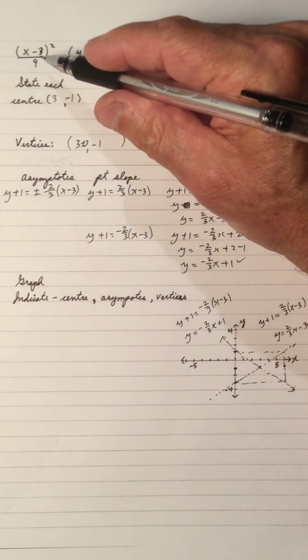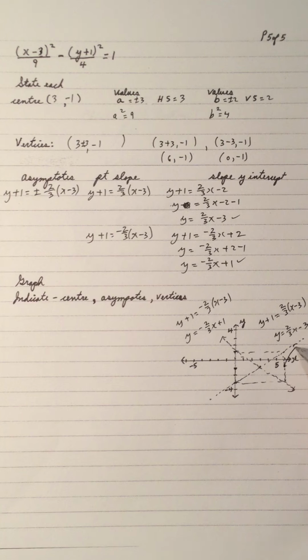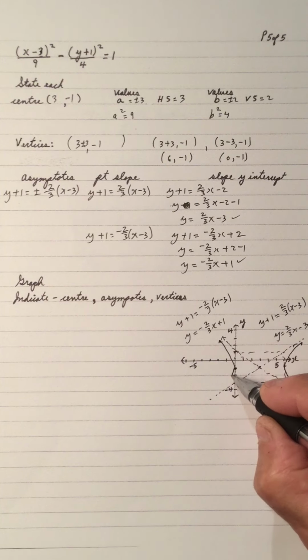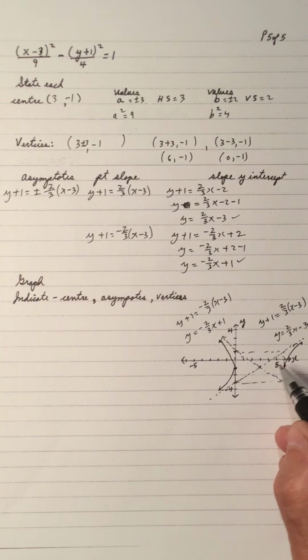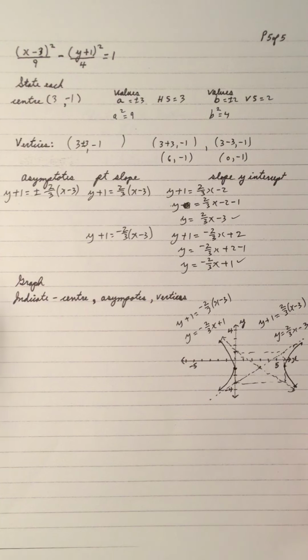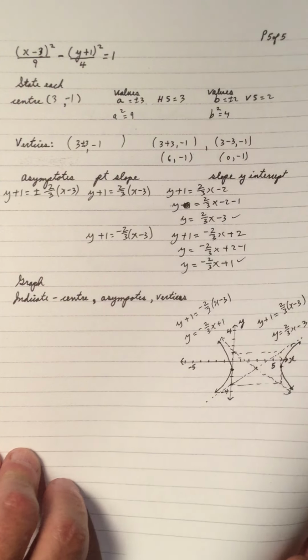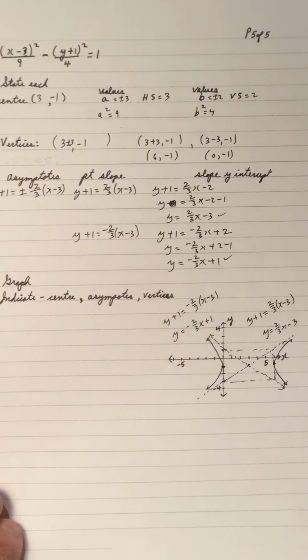And because the x is positive and y is negative, we have a horizontal transverse axis. So the hyperbola moves like this and like this, because the transverse axis is a horizontal axis. So you move from your vertices towards the asymptotes. So these are your vertices. So hopefully that helps you understand how to graph a hyperbola in transformational form.